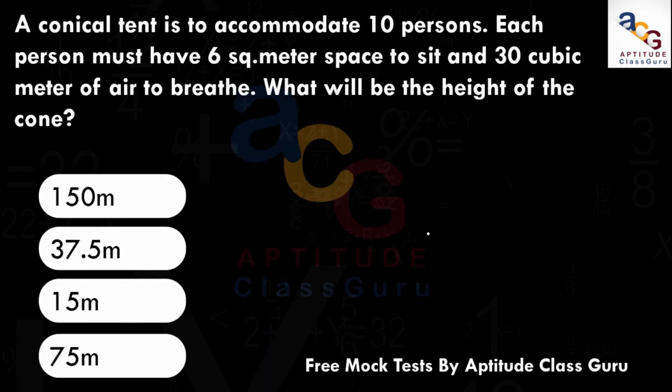Just look at the next problem. A conical tent accommodates 10 persons. Each person must have 6 square meters of space to sit and 30 cubic meters of air to breathe. What will be the height of the cone?